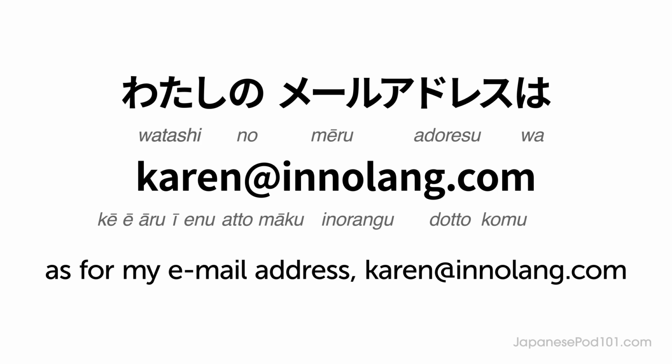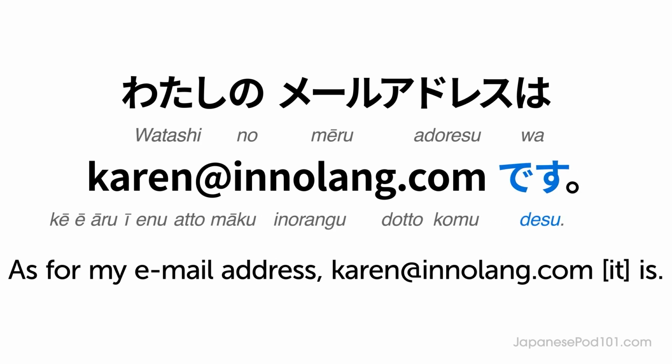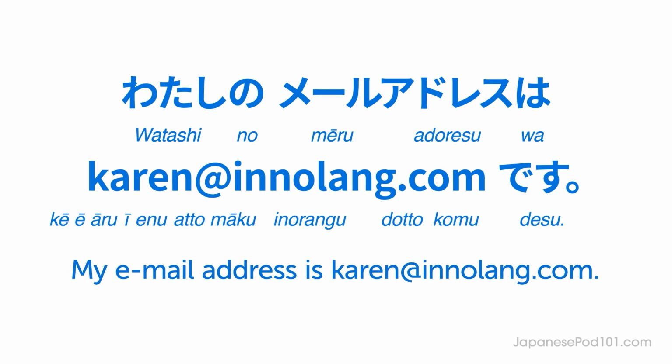Altogether, Karen's email address is karen@inolang.com. Last is です。In this case, it's like the is in it is. Altogether, it's 私のメールアドレスは karen@inolang.com です。This literally means, as for my email address, karen@inolang.com it is. But translates as, my email address is karen@inolang.com.